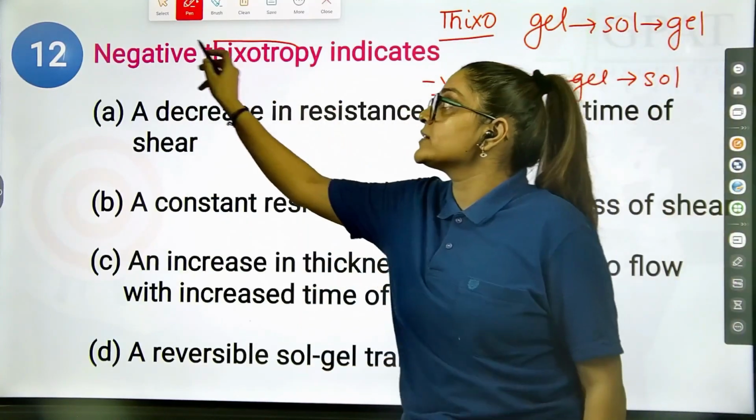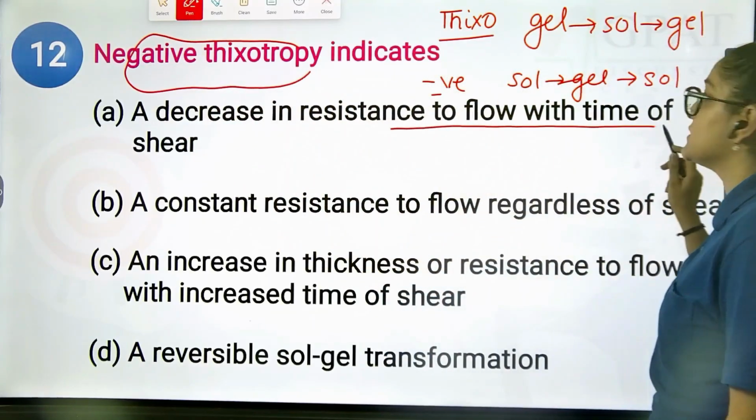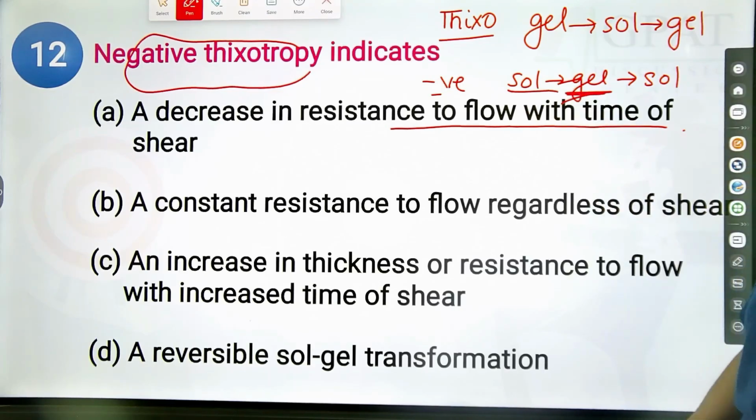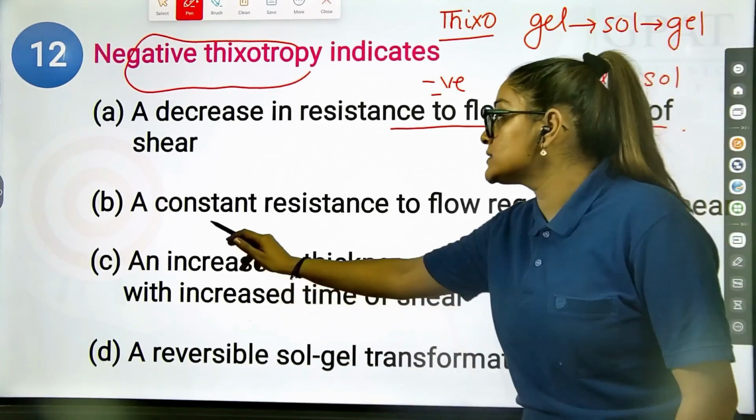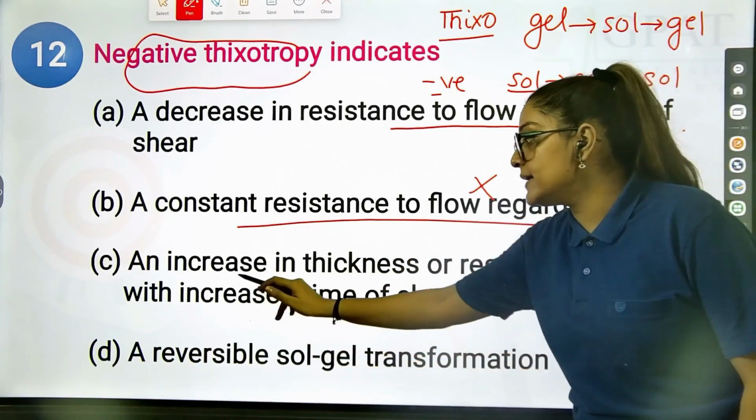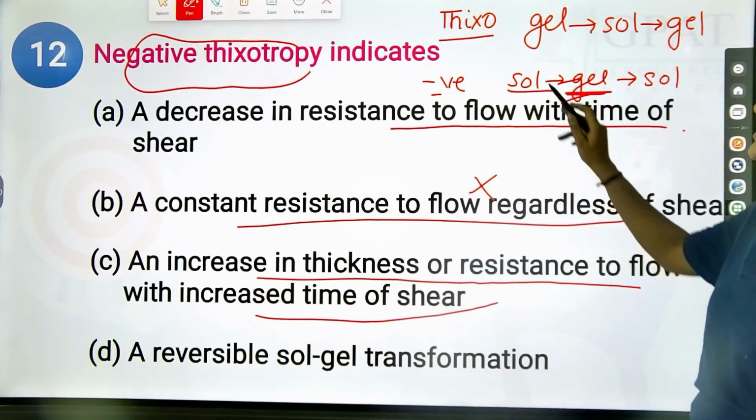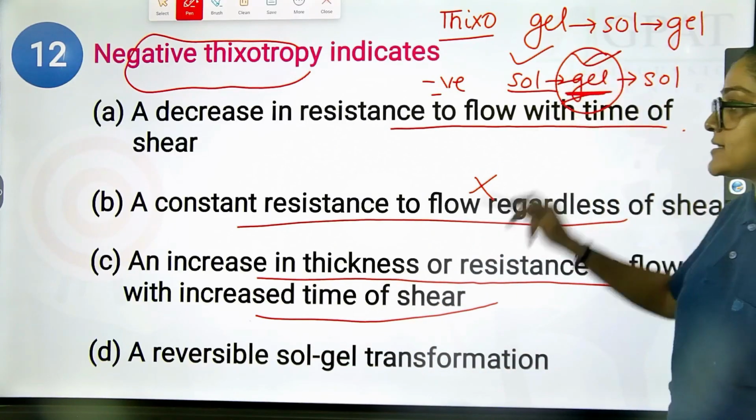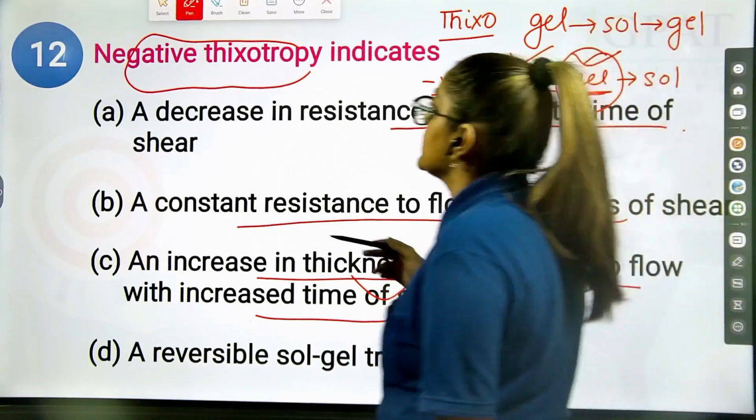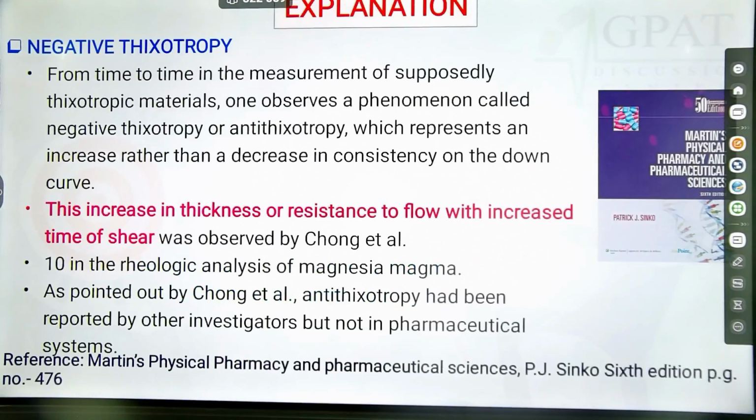Negative thixotropy. Option 1, a decrease in the resistance to flow with time. Is the resistance decreasing from sol to gel? No, right? A constant resistance, there is no constant because the state is again and again changing. And an increase in the thickness or resistance to flow with increase in the time of shear. Can you see, it was sol, now it turned into gel state. So the thickness or the resistance to flow would definitely increase. So option C must be clearly correct.